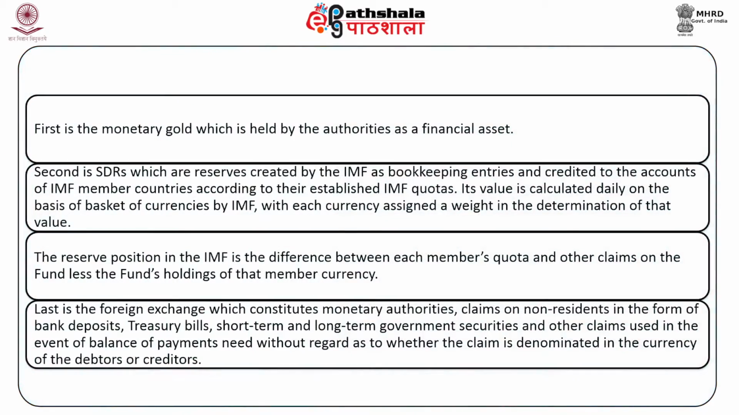First is monetary gold, which is held by the authorities as a financial asset. Second is the SDR, which are reserves created by the IMF as bookkeeping entries and credited to the accounts of IMF member countries according to their established IMF quotas. Its value is calculated daily by the IMF on the basis of a basket of currencies, with each currency assigned a weight in the determination of that value.